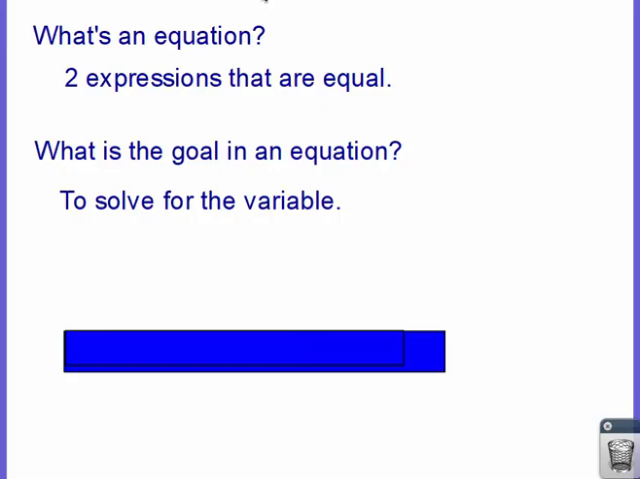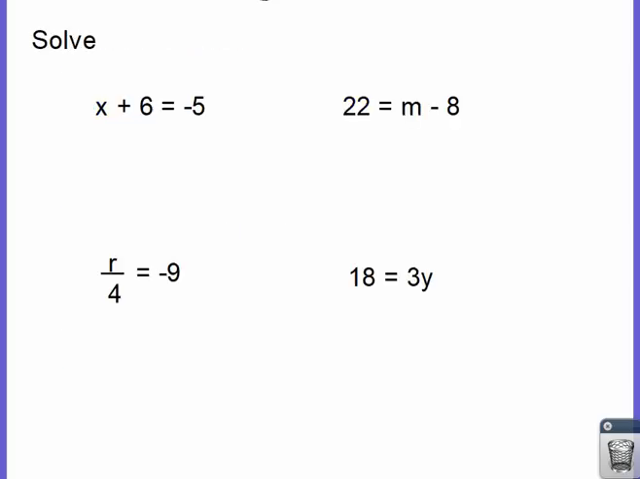So goal, another thing to kind of think about goal, that is your job. Your job is to solve for the variable or to get the letter by itself. Okay, so I want to look at 4 one-step equations. There are 4 types that we will have. You have addition, subtraction, multiplication, and division. Those are the 4 types.